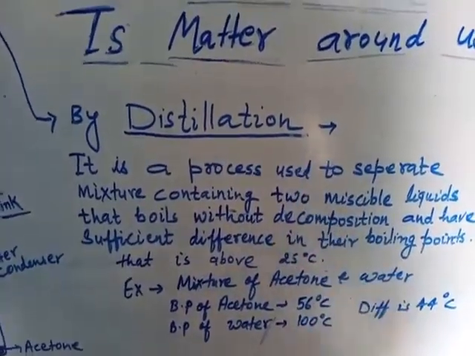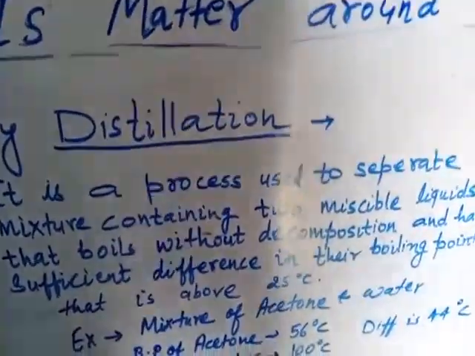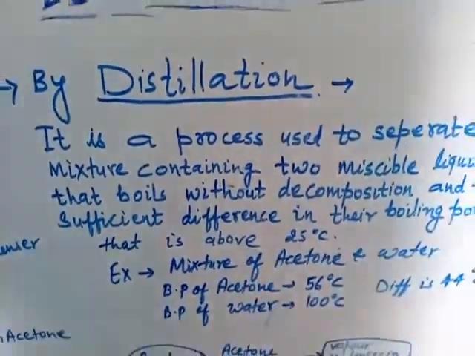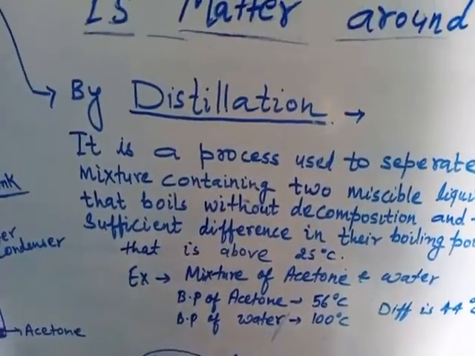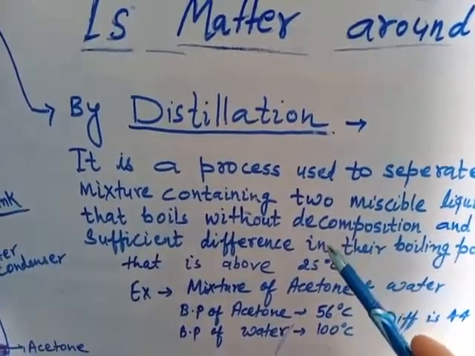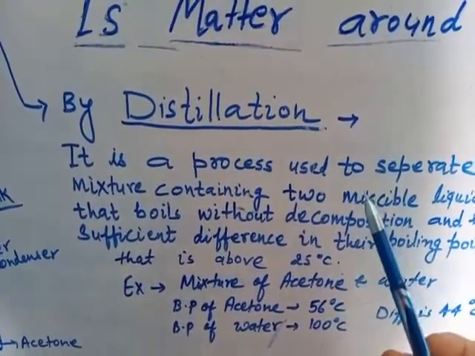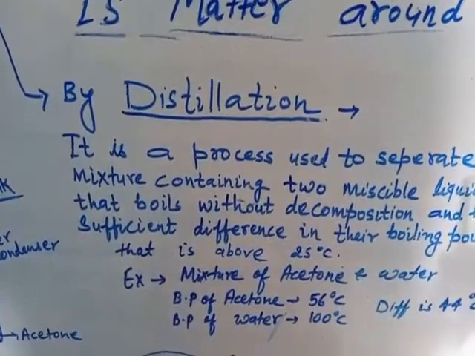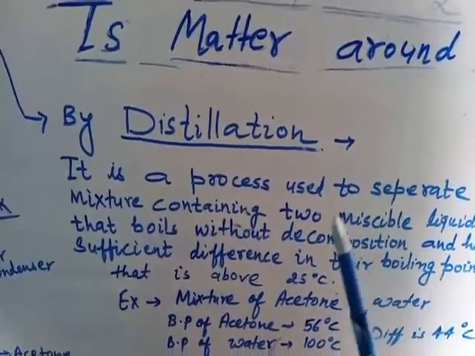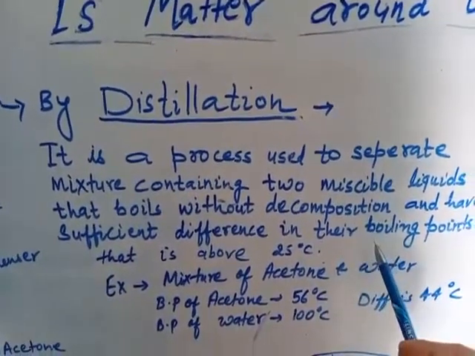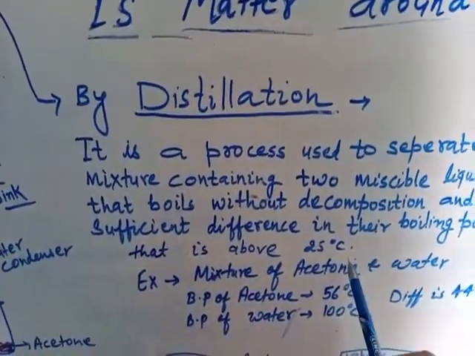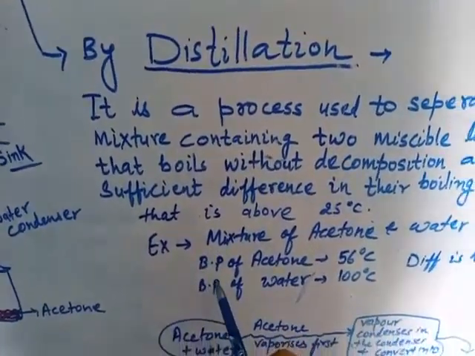So as per the definition of distillation, there are three criteria given for the mixture to undergo the distillation process. What are the three criteria as per our definition? The first criterion is that the liquids in the mixture should be miscible liquids. The second criterion is that the liquids present in the mixture should have differences in their boiling points above 25 degrees Celsius.